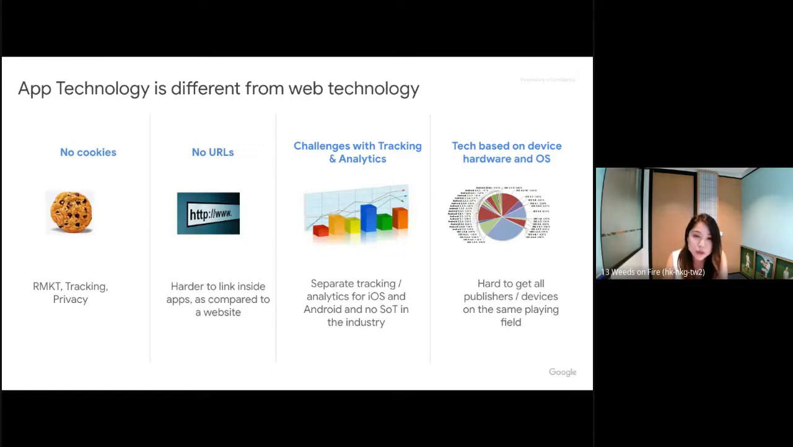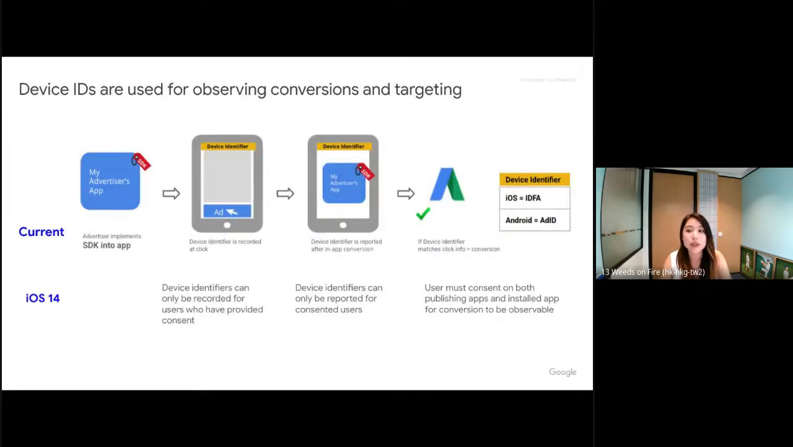So there's no source of truth in the industry. There are a lot of different platforms trying to provide that different app measurement for you guys to do cross-channel, but there's no source of truth in this industry. And lastly, there are different devices, hardware, OS, so it's really hard to get all the publishers and devices on the same playing field. So what we're going to suggest today, it might not work in every single case, but we'll share with you guys the different methods that we think is best to really understand your Google Ads app campaigns.